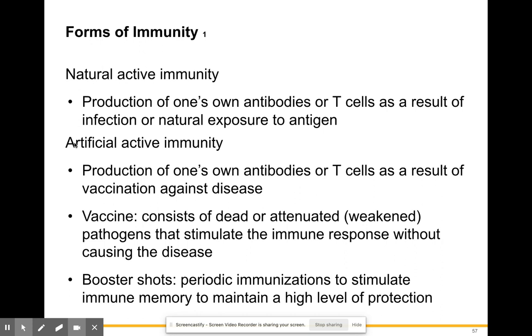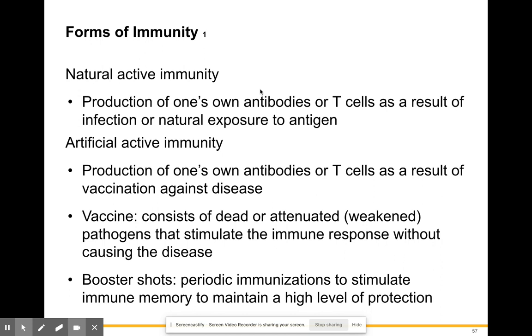Now, all the kids nowadays that have chickenpox vaccinations, you're this group. You're the artificial active immunity section. Okay, so I have a natural active immunity to chickenpox because I was exposed to the antigen naturally, and my body made antibodies against the actual antigen, right? It was the real thing. It was 100% the real chickenpox virus that made me sick, and I produced antibodies for it.